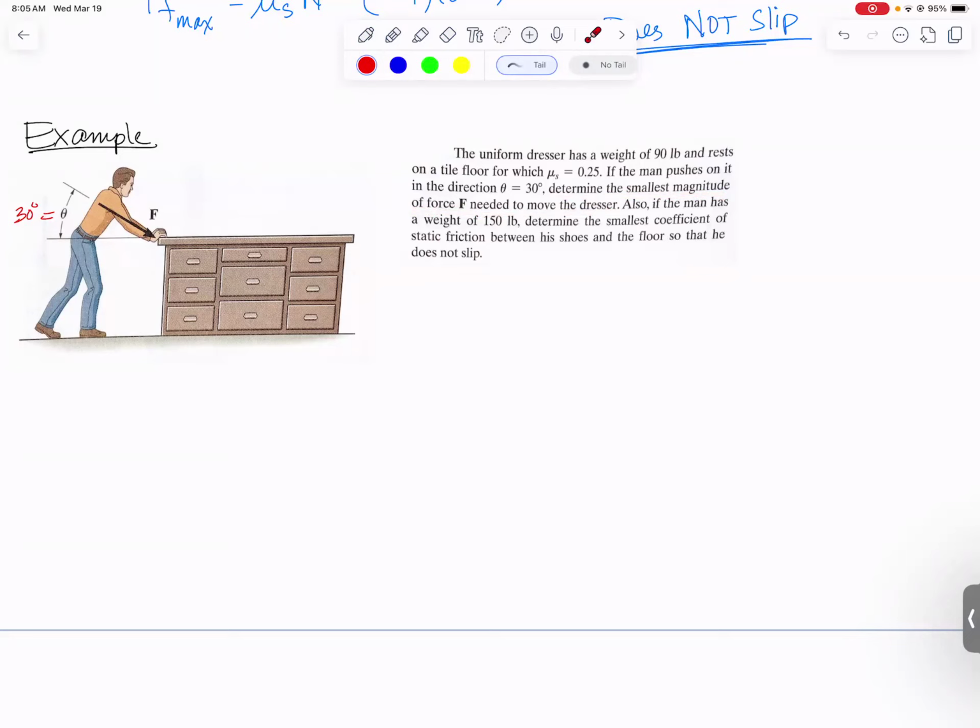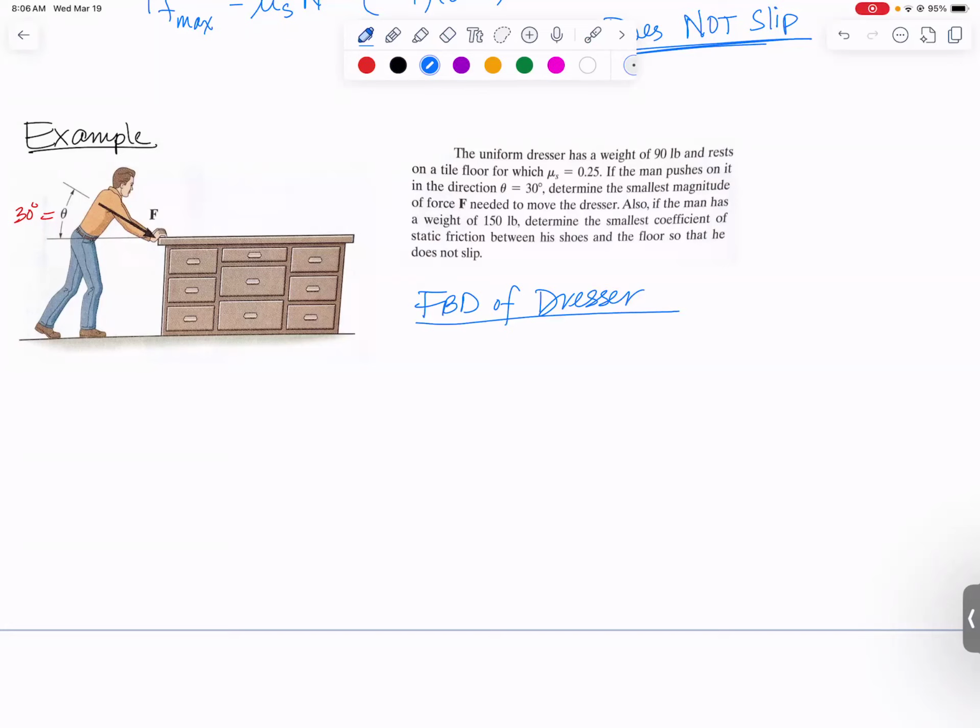Then in part 2 of the problem, we find out the weight of the man, and we're supposed to figure out how much friction we need between his shoes and the floor so that he doesn't slip trying to move this dresser. So I do want you to think of this as two totally separate problems. We're going to first figure out the force to push the dresser using a free body diagram of the dresser. Then we're going to do a diagram of the man to figure out the required friction coefficient between his shoes and the floor. Start with the dresser.